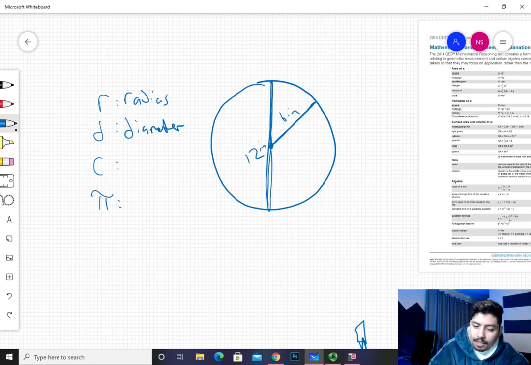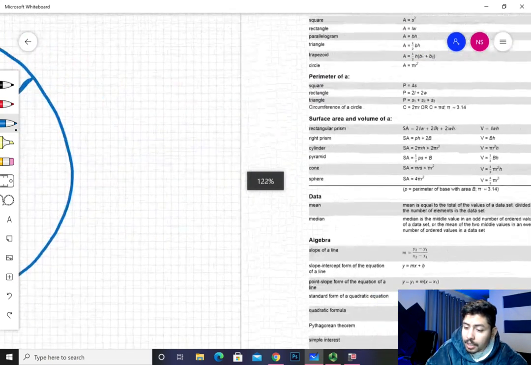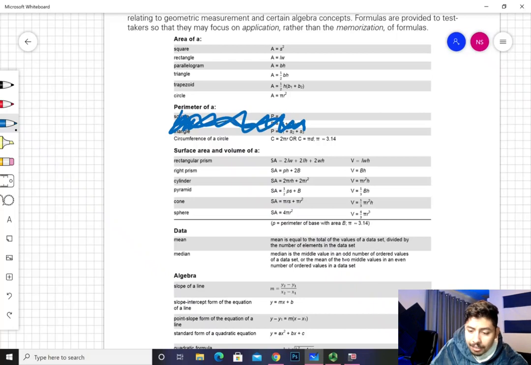C is circumference, which is just a fancy way of saying perimeter. Let's go to our formula sheet. This is why circumference of a circle is under the perimeter section. Remember I told you that you don't have to worry about these ones, because the perimeter is just adding up all the outside sides of your two-dimensional figure. Well, the thing is, the circle does not have a side. It's a weird shape, right? It's like an endless cycle.